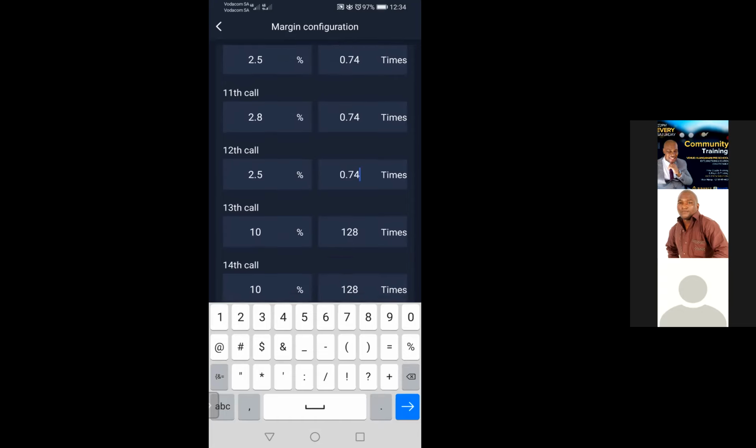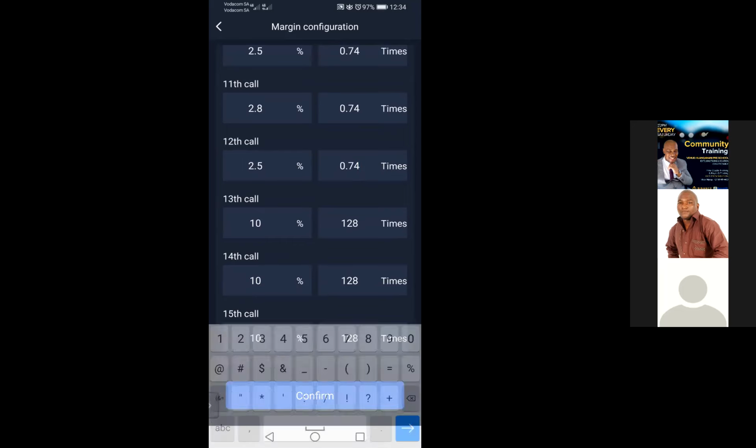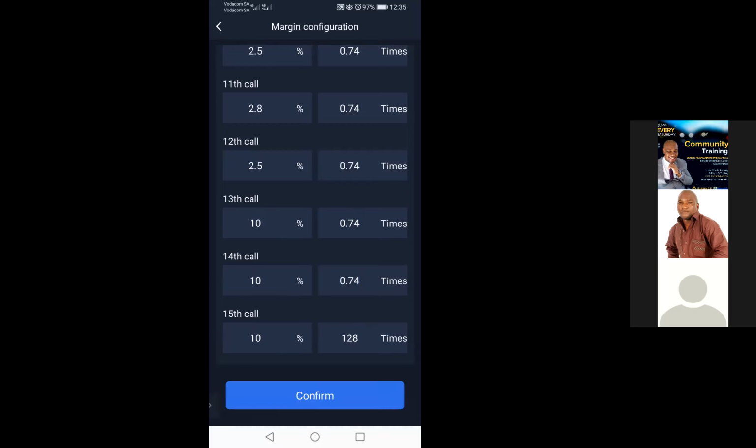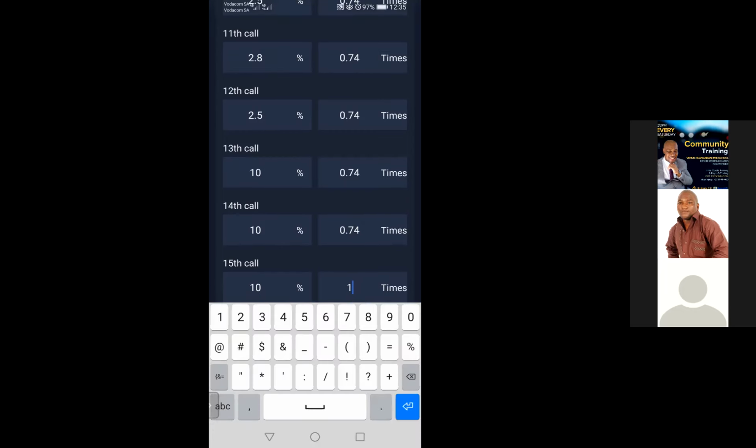Oh, okay. Then I'm on 13. Yes, just everything is 0.74. Because if you don't change that, just for interest's sake, if you leave 128 there, it simply means that it's going to be $15 multiplied by 128. That is $1,920 we don't have. It's more than what we have. Yes, and the robot is going to close margin calls. It will say insufficient.